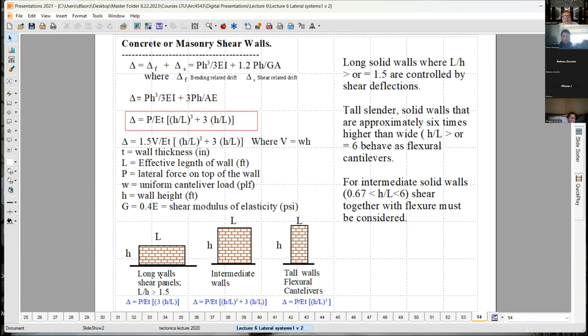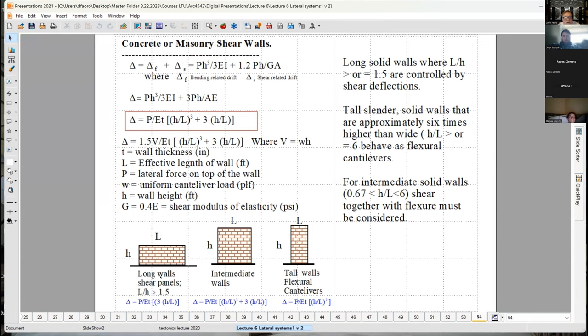If the intermediate wall condition is in place, the intermediate wall would be on the right-hand side, where 0.67 is less than H over L and H over L is less than 6. In this case, you have to use the full form. You have to use the distortion available to bending as well as distortion available to shear. So you have, in this case, 3H over L cubed plus 3H over L.